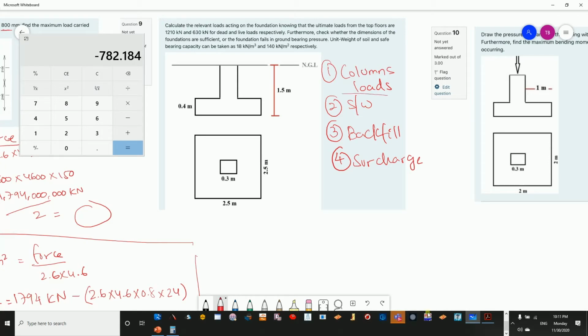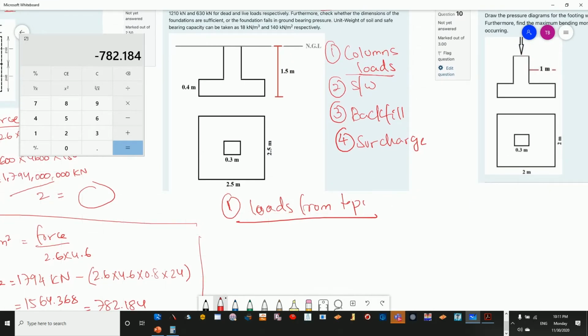First is column loads. It has been given here that the ultimate loading is given. So let us refer to number one, loads from the top. We have 1200 as dead load, and this is ultimate, so this needs to be divided by 1.4. Live load, which is 630, is to be divided by 1.6.